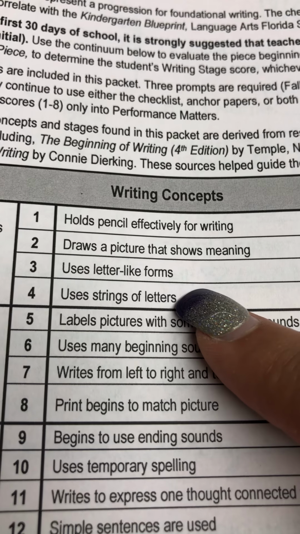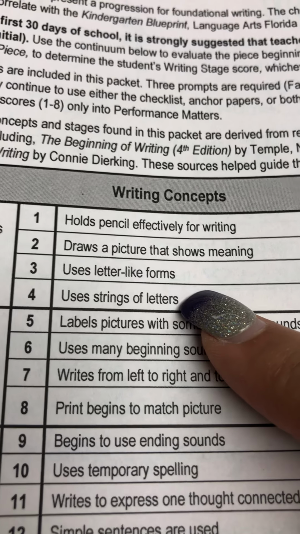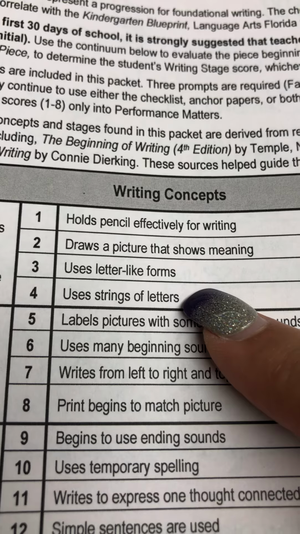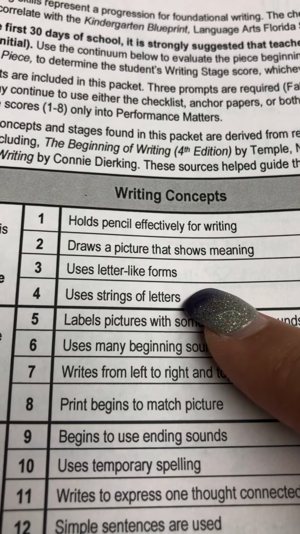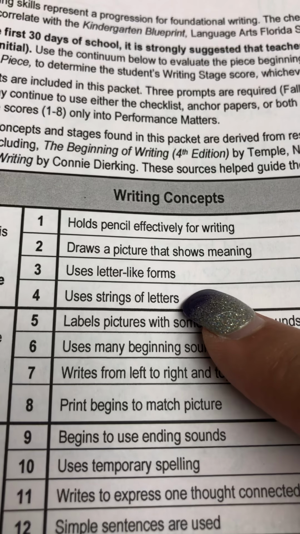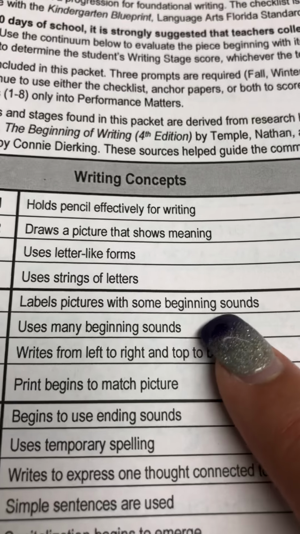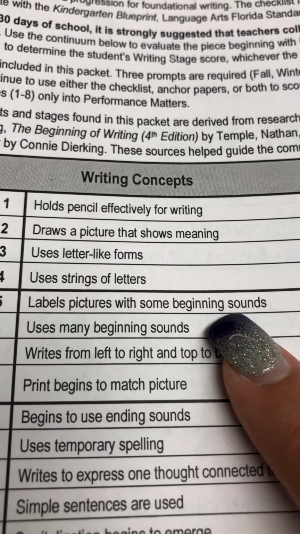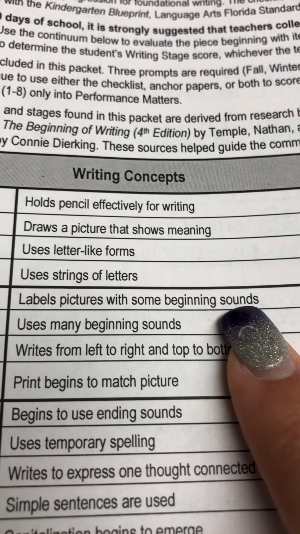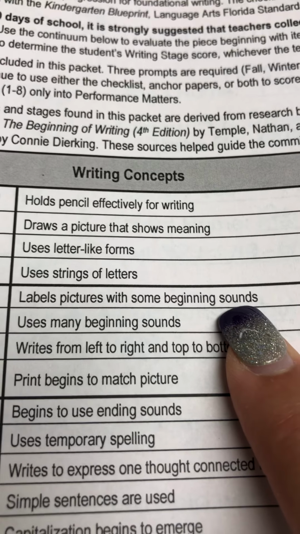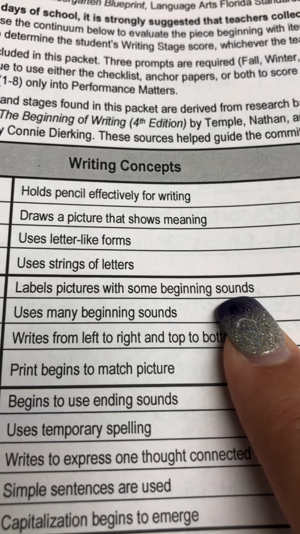Then we have strings of letters, which would be like, okay, I understand what letters look like right now, but I'm not sure how to put them into words. So if they drew a picture of a snake or a cat, maybe the cat would just have random letters, F, C, K, M, because to them, they're writing about the cat, even though it's not the word cat. Labels pictures with some beginning sounds, so I'm just going to keep using cat as a reference. If we draw a picture of a cat, to meet this stage is, okay, I understand that cat begins with the k sound, so then my picture is going to also have writing of either a C or a K for that first beginning sound of cat.